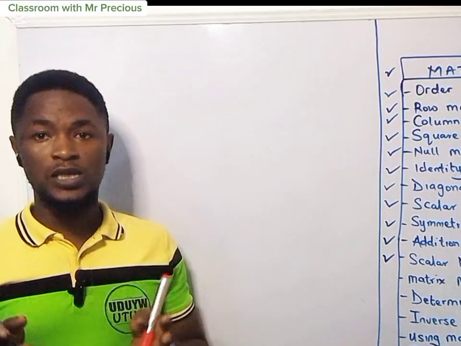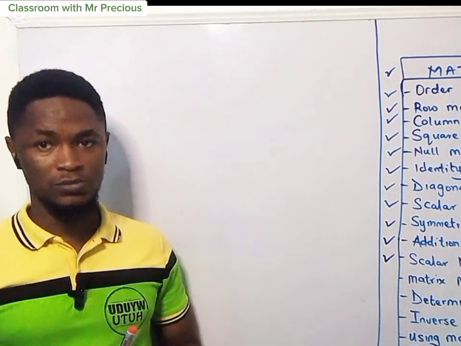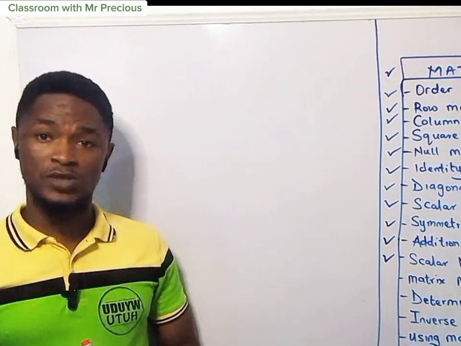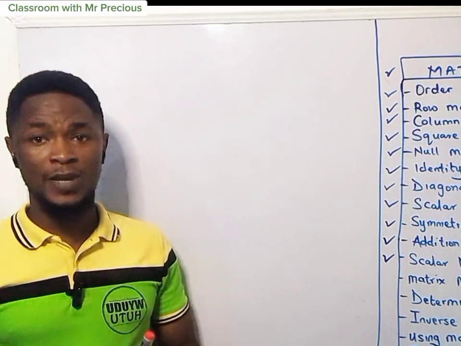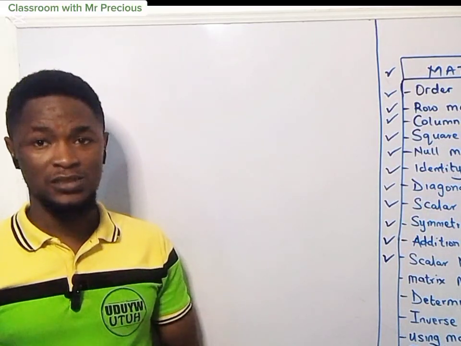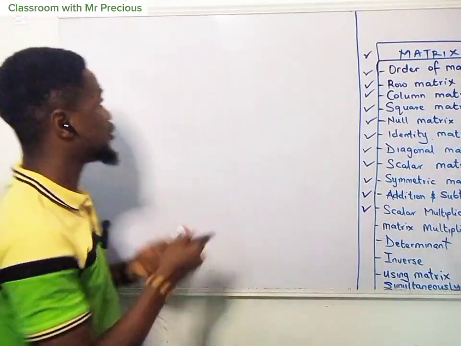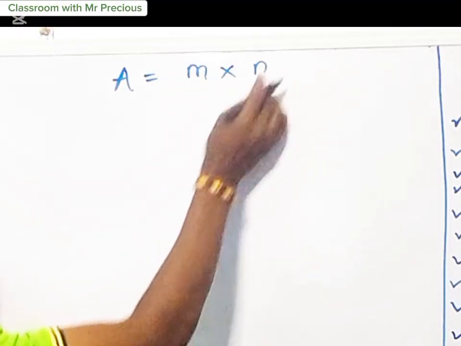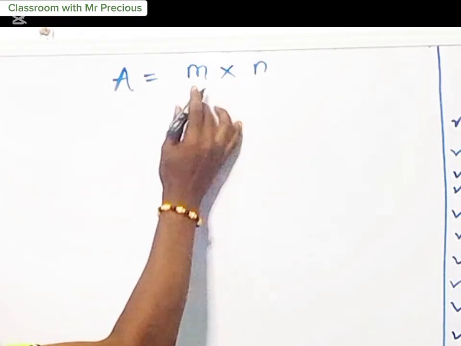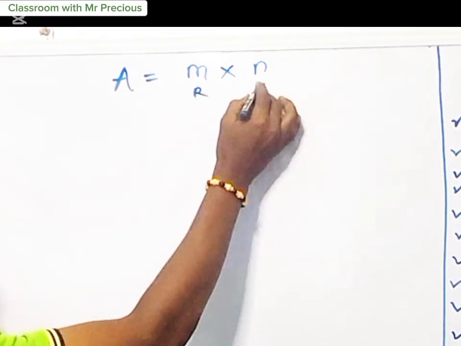Alright, now looking at matrix multiplication. Not all matrices can multiply themselves. For two matrices to multiply, they have to be defined. Now you know that the order of a matrix is what? Let's say m times n, and this m times n represents row and column.